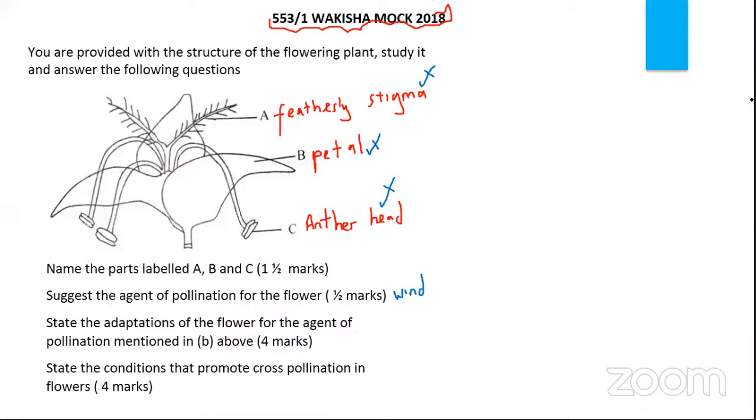Excuse me, teacher. Yes. Teacher, when the flower has light anther heads, light pollen grains. Mm-hmm. When the anther has light pollen grains, how does that promote cross-pollination? The light pollen grains are easily blown off by the wind.